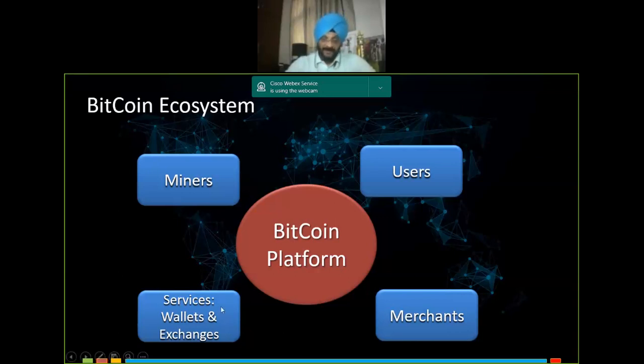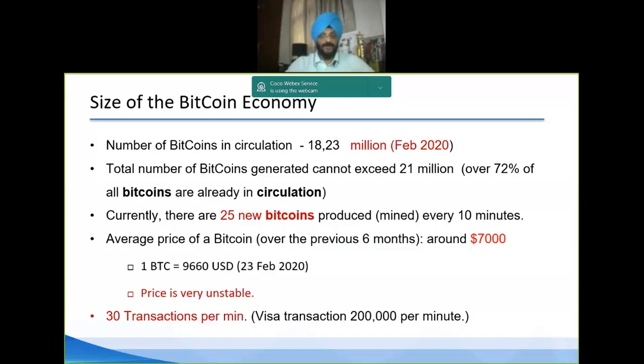And where are they stored? They are stored in wallets, like your Paytm wallets, your e-wallets, and you have exchanges where you trade them. There are almost 18.23 million bitcoins which have been mined so far and are in circulation. The total maximum that can be mined is around 21 million, and the reward has come down from 25 new bitcoins to 12.5 bitcoins because the degree of difficulty is very high.